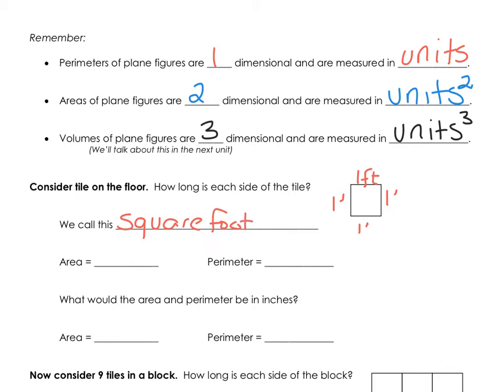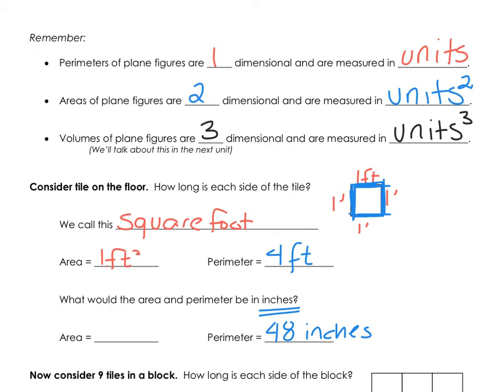So we can say the area of that square tile is going to be 1 foot squared. Now the perimeter, if we were going around it, we'd have to measure around it, and it would be 1 foot plus 1 foot plus 1 foot plus 1 foot. It would be 4 feet. Okay. Let's think about that perimeter in inches this time. Going around again, it would be 12 inches plus 12 inches plus 12 inches plus 12 inches. It would be 48 inches.